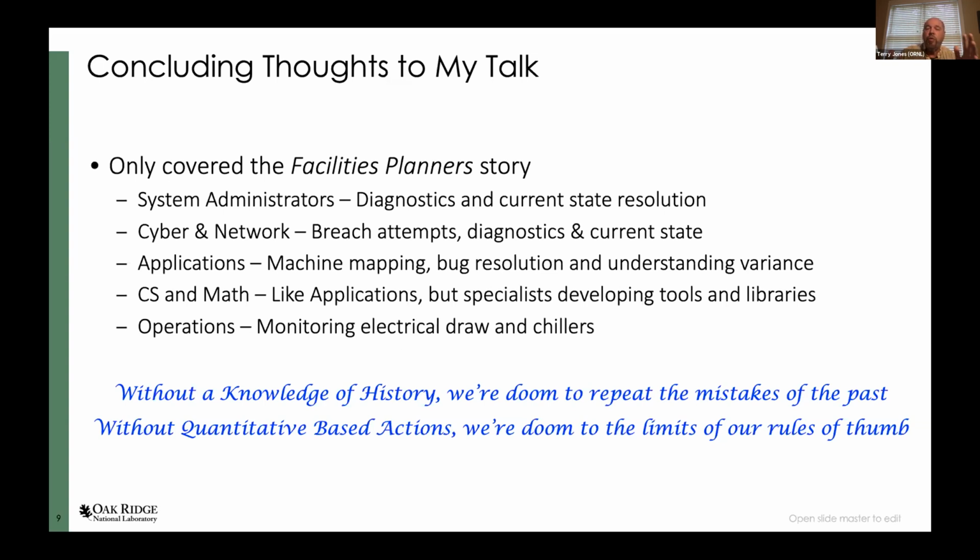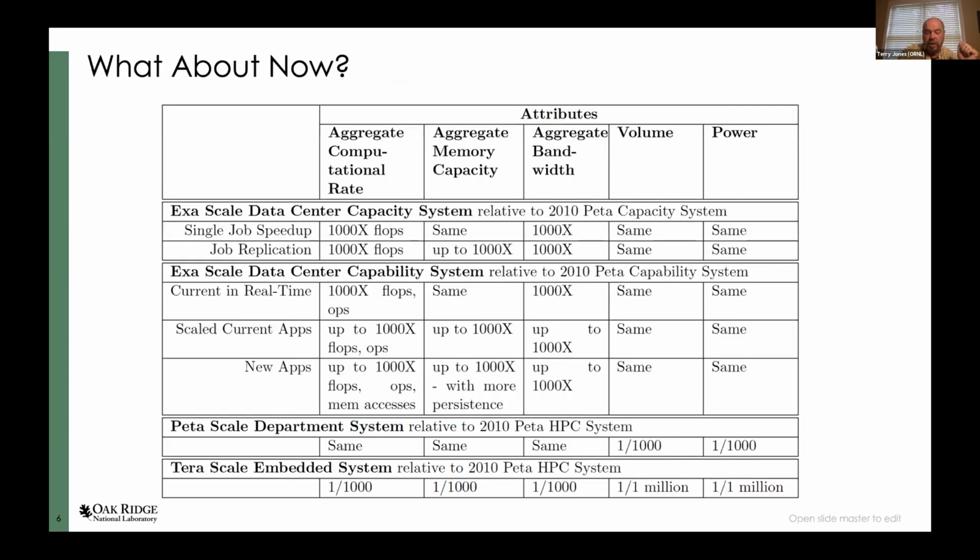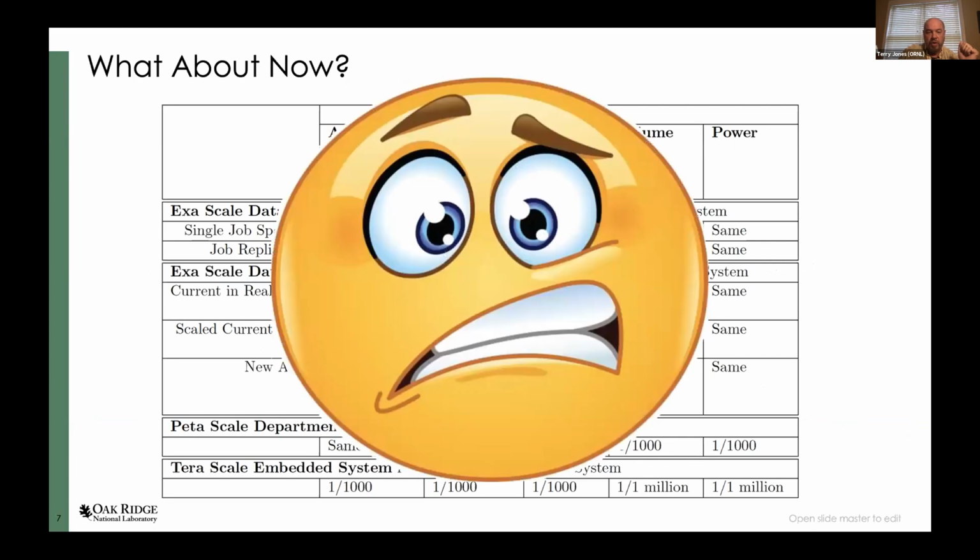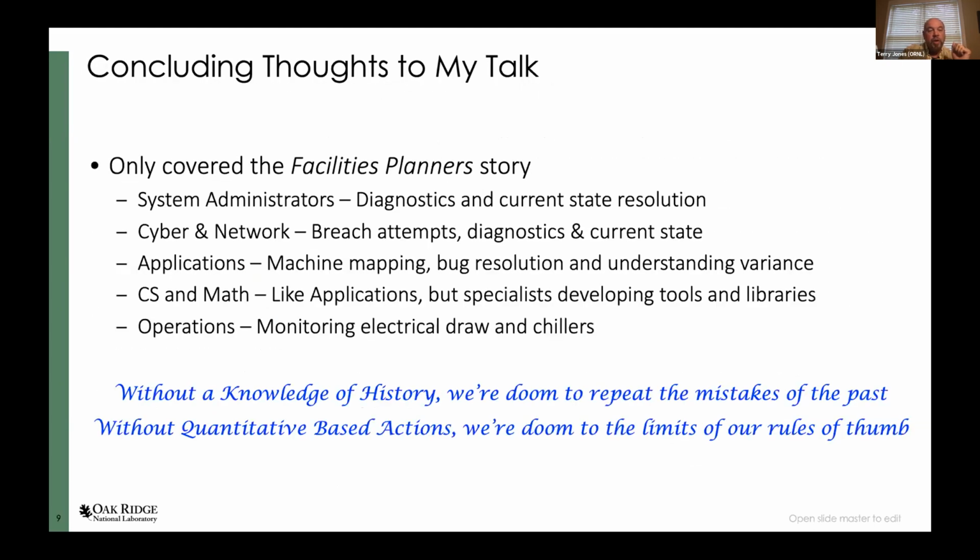And so if you only remember one part of my talk, here's the thing I want you to remember: without a knowledge of history, we're doomed to repeat the mistakes of the past. And without quantitative-based actions, we're doomed to the limits of our rules of thumb. And that's not where we want to be.